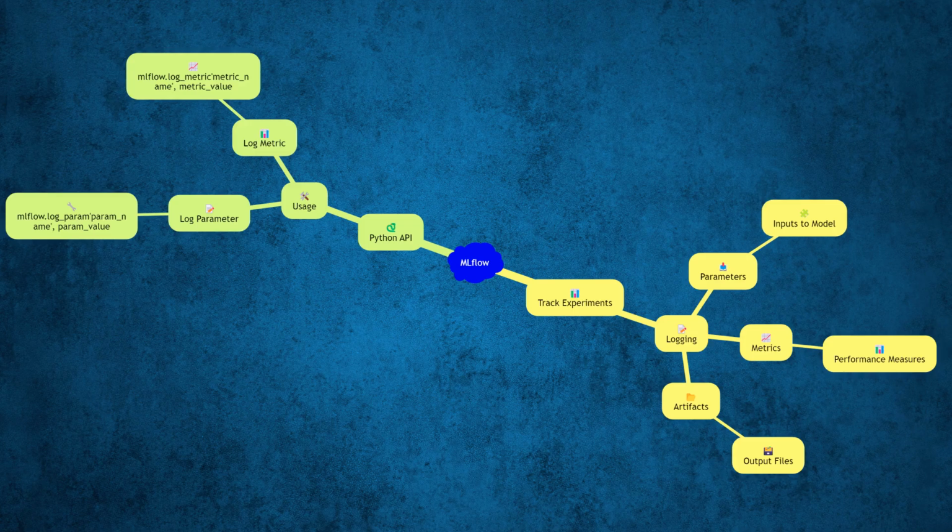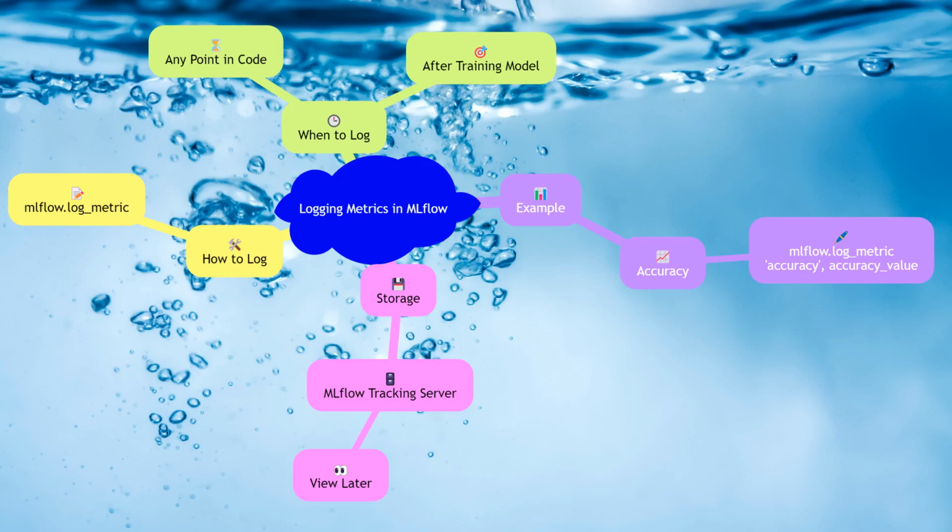MLflow allows you to track experiments by logging parameters, metrics, and artifacts. Parameters are the inputs to your model, metrics are the performance measures, and artifacts are the output files. You can log these using the MLflow Python API. For example, you can log a parameter using mlflow.log_param(param_name, param_value), and a metric using mlflow.log_metric(metric_name, metric_value).